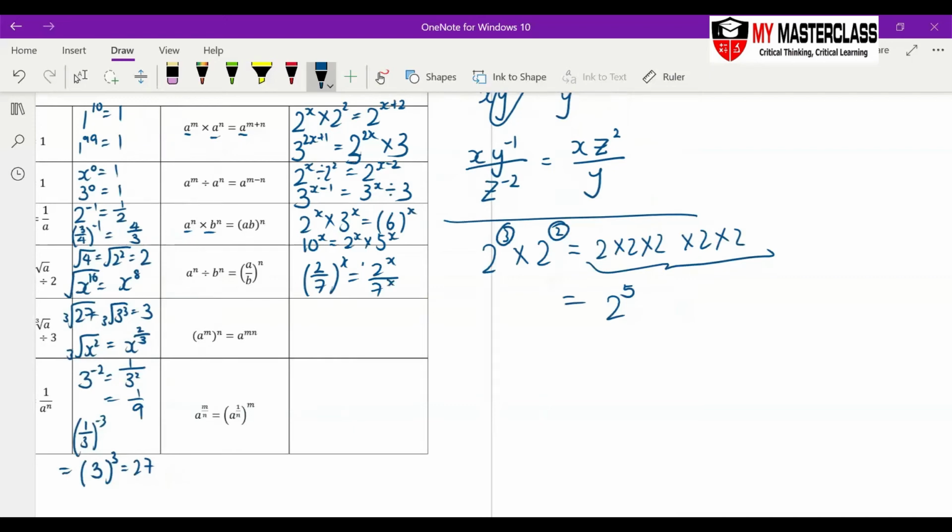And when you have a power outside a power, the power will multiply. 2 to the power of 2, to the power of 3, will become 2 to the power of 6. 2 to the power of half, and then to the power of 3 outside, equals 2 to the power of 3 over 2.